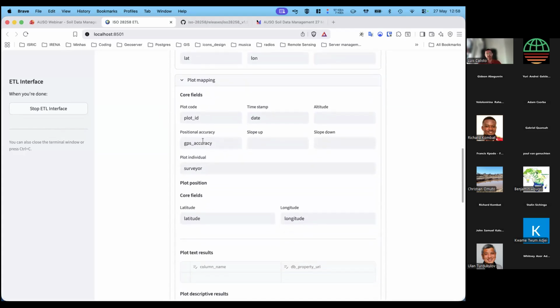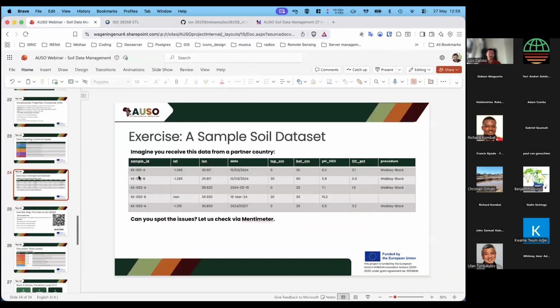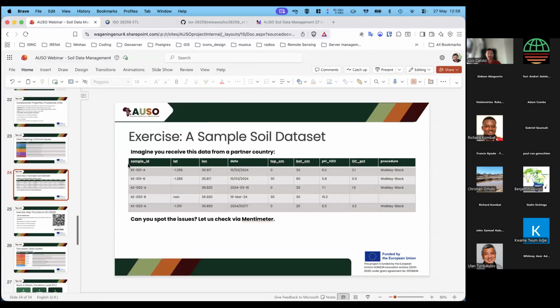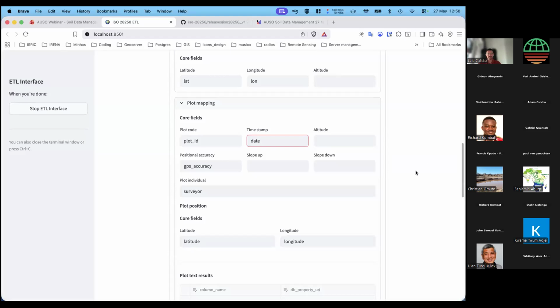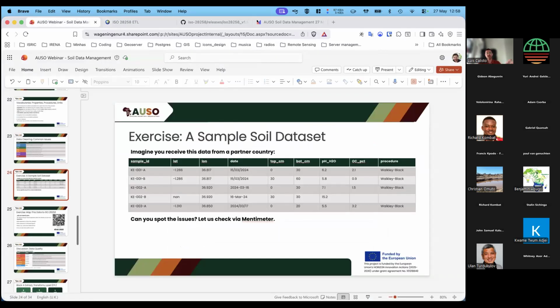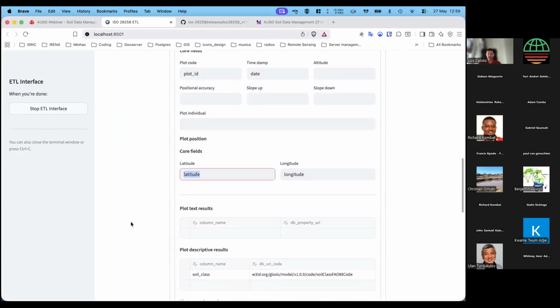And now I come to the plots or profiles. Now, plot code, in this case, I just have a sample ID. Of course, then in plots, I need to have the plot code, and I'll put plot ID. Timestamp, it was date, you see, date is correct. This one I don't have. Slope, I don't have slopes, because sometimes in the plot you can have slopes. Sometimes I also can have individuals, so the person who was the surveyor. I could have a column with the surveyor name. I don't have it in this case, but I could have. Here I have the same lat and lon.